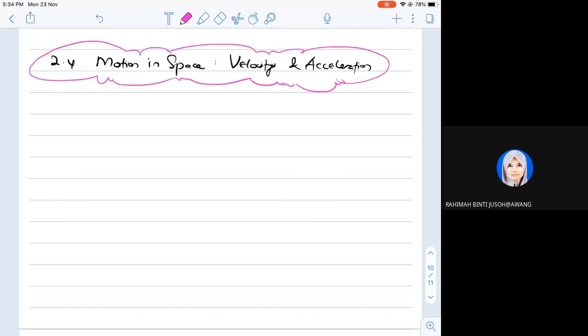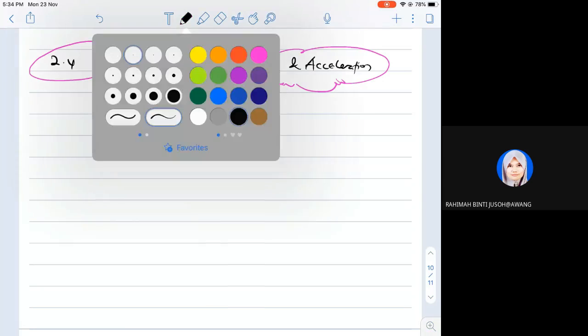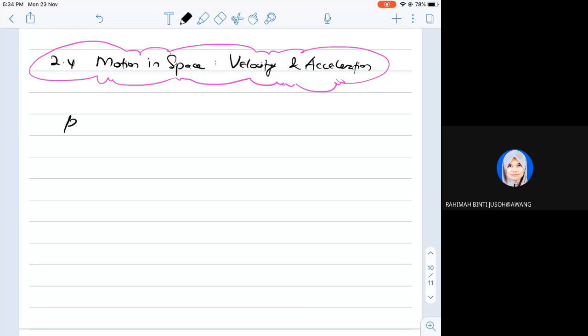Okay. So now, motion in space, velocity and acceleration. Alright, we will start with position vector first. Position maksudnya kedudukan, the position is denoted as R(t). Okay, R(t) is the position vector.